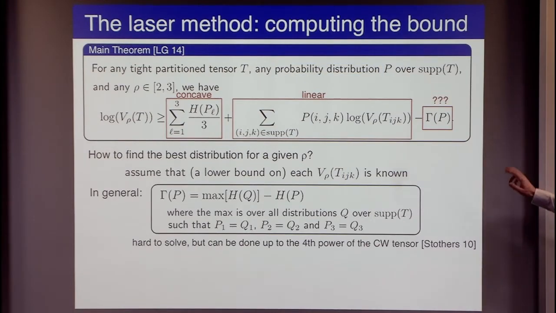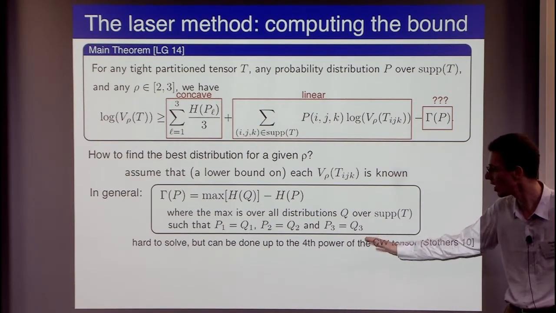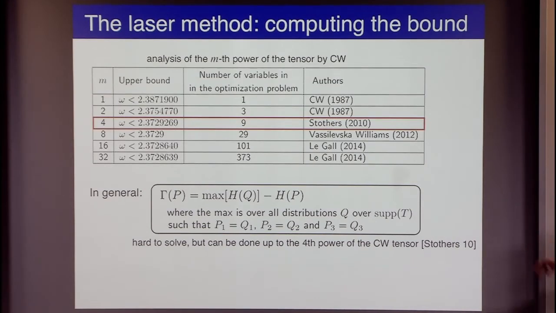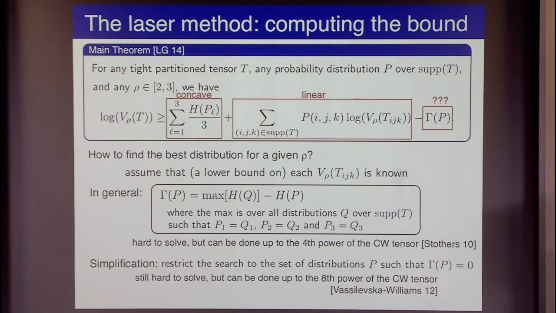And when it is not 0, well, it's a very nasty optimization problem. This can be done actually up to the 4th power. It's a very complicated program, but this can be done for the 1st power. It has been done by Tensors, giving this. And otherwise, it's extremely complicated.